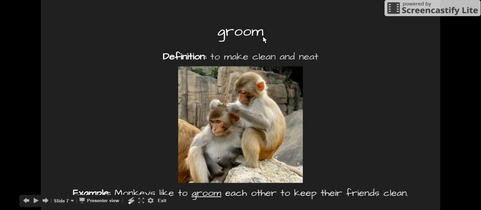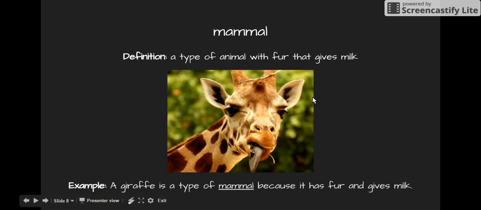Our next word is groom. These two O's in the middle, instead of having our two vowels go a walking rule, the two O's a lot of times are going to say ooh. So this says groom. To groom something is to make it clean and neat. So you can see here this monkey, he is going through his friend's fur, making sure there's nothing in there, cleaning out any bugs for him. And that's our example. It says monkeys like to groom each other to keep their friends clean. And that is very true. That actually happens out in the wild. They like to make sure they keep their fur nice and clean.